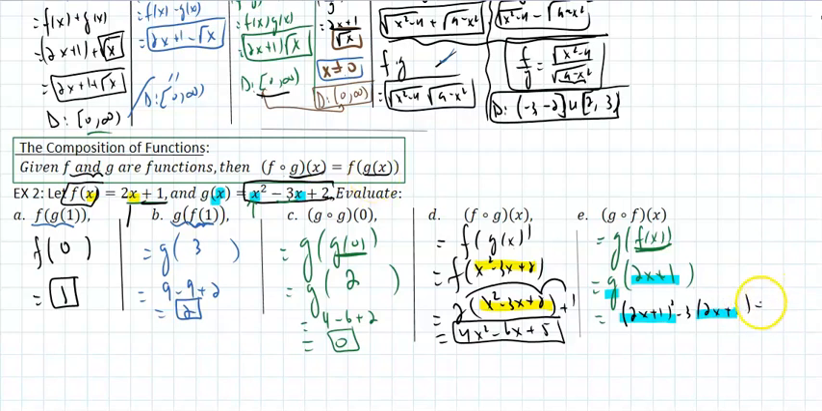And there's a plus 2. And clean that up and I'm done. 4x squared plus 4x plus 1 minus 6x minus 3 plus 2. That would be 4x squared minus 2x. 2 plus 1 is 3, minus 3 is 0. And there it is.